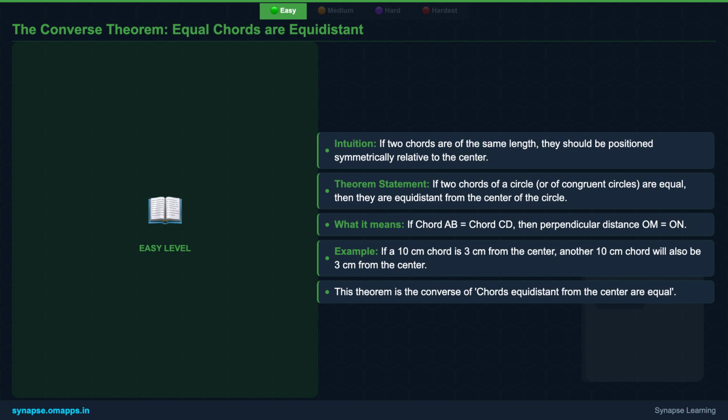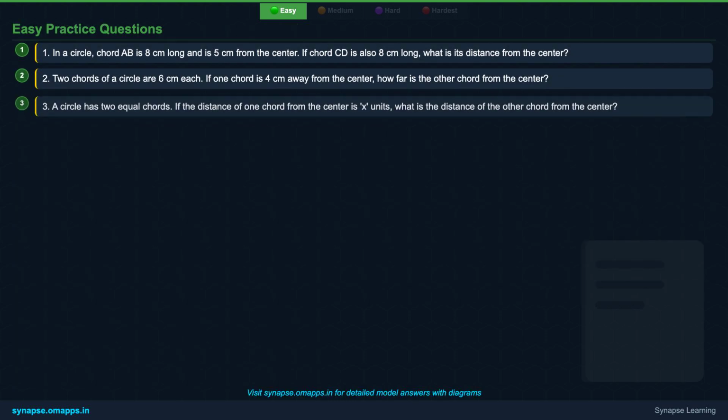Imagine two identical sticks placed inside a circular pond. They would naturally settle at the same depth if they are the same length. This theorem is a formal way of stating that intuitive symmetry. If chord AB equals chord CD, then their distances from the center, OM and ON, will also be equal. Simple, right? Let's test your understanding with some quick practice questions.